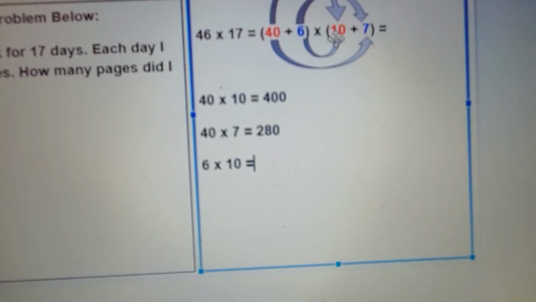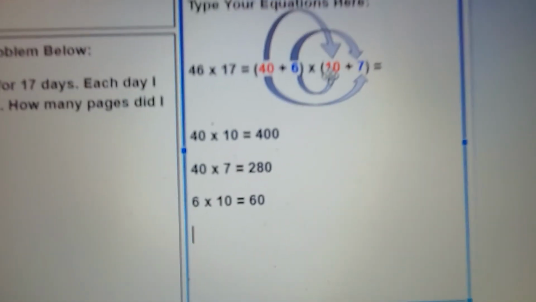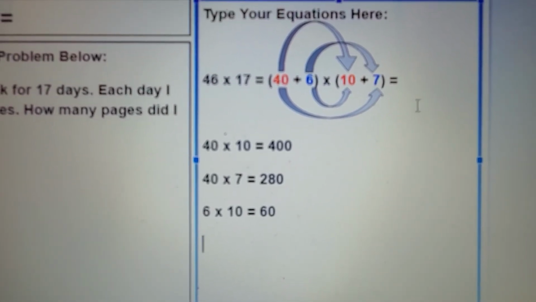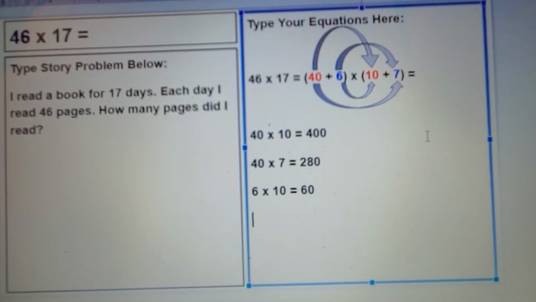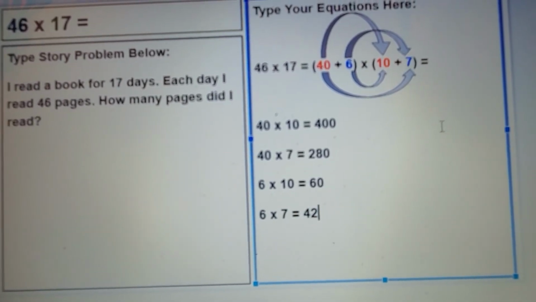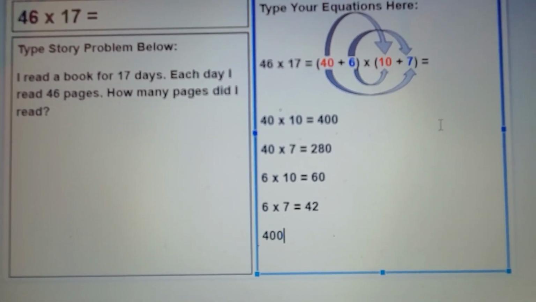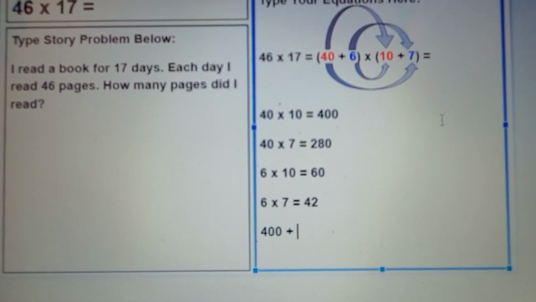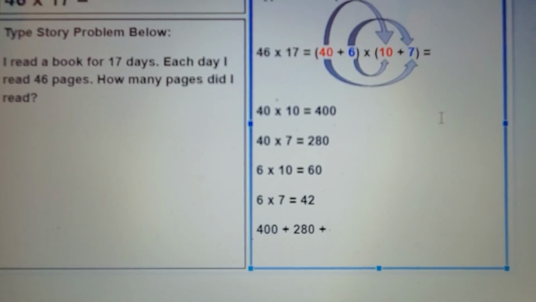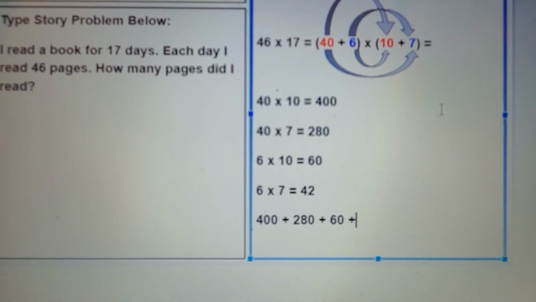And you notice that almost all the equations have zeros in them except for the last one. And the last one are my 2 smallest factors, the ones in blue, 6 times 7. That equals 42. And then I'll add 400 plus 280 plus 60 plus 42.